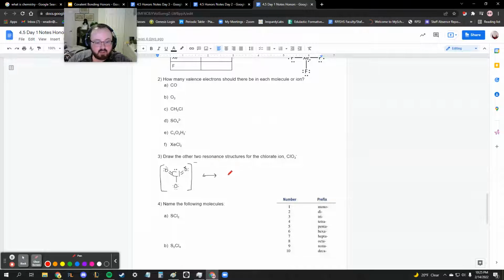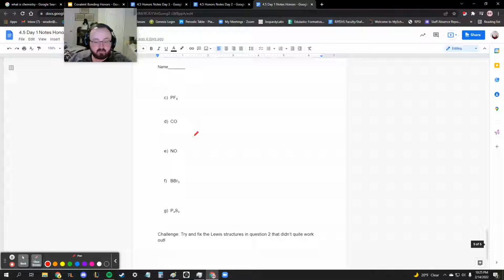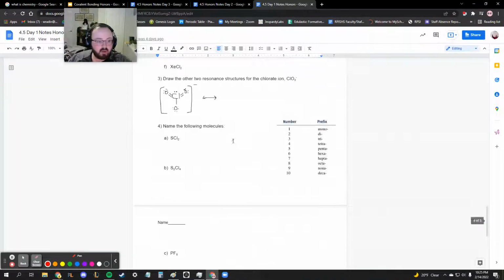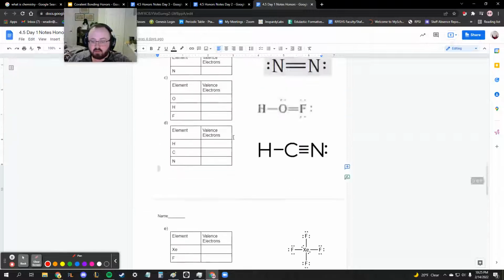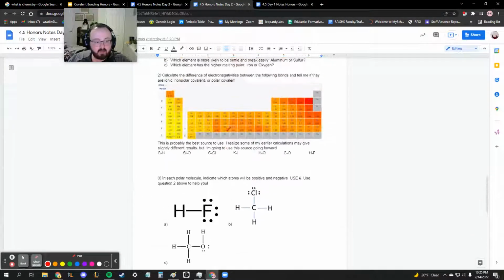Draw 2 other resonance structures. You can do this, but just note, resonance means you're changing up where those double bonds are. Alright? And then naming the molecules, I gave you examples for this. Alright. Thank you, G-Force. I gave you examples of this. Shouldn't be too bad.